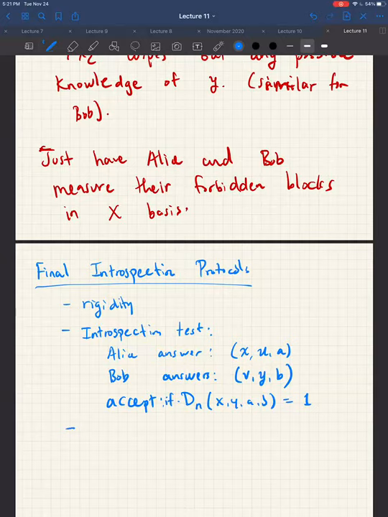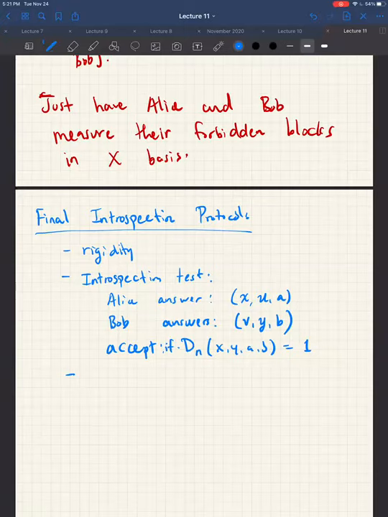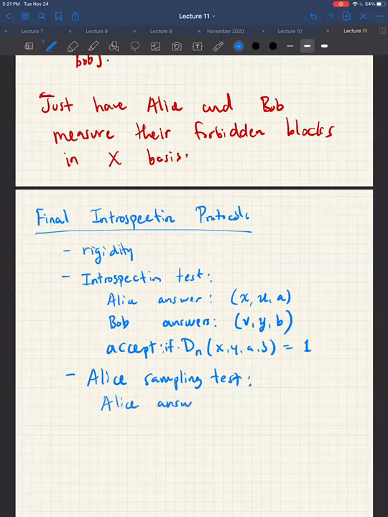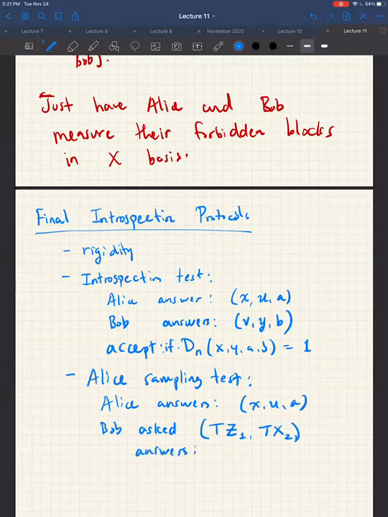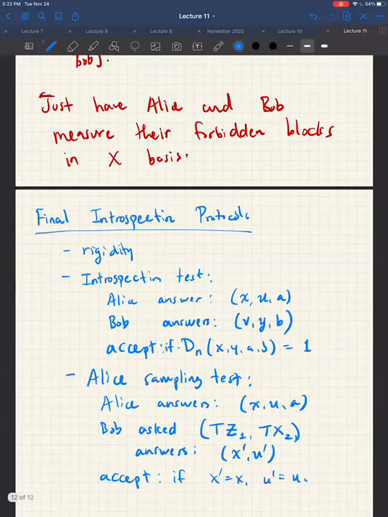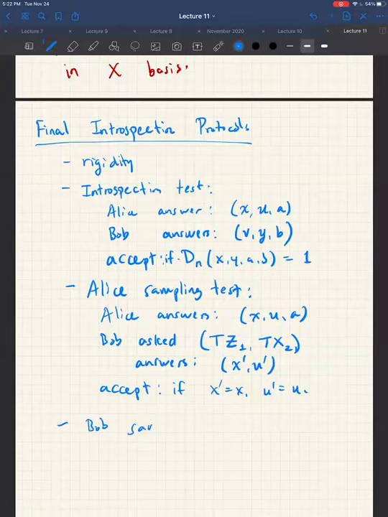But then we need to check that X and U and V and Y are done correctly. So we have the Alice sampling test. Alice is told to introspect as usual. Alice answers X, U, A. Bob is asked T_Z1, T_X2. He answers with X prime, U prime, and then the verifier accepts if X prime equals X and U prime equals U. And then there's also a similar Bob sampling test.